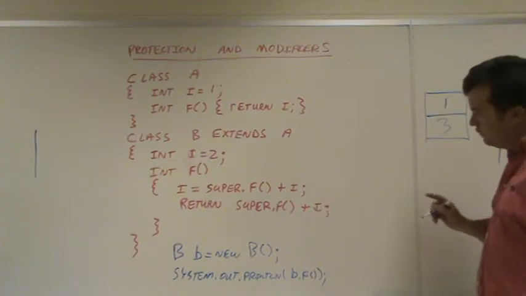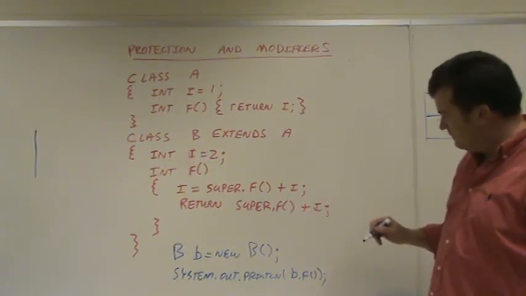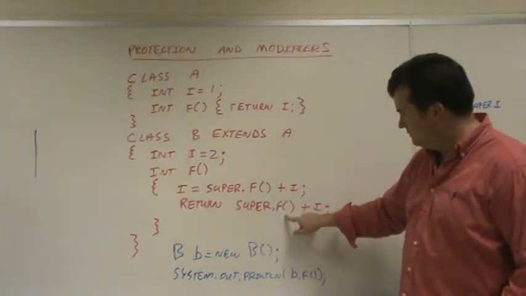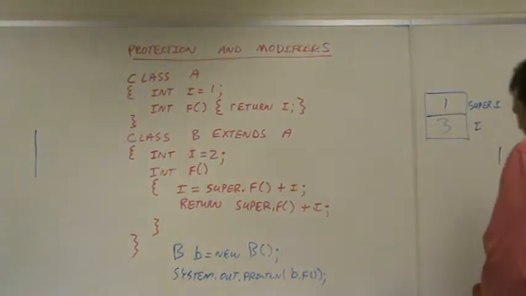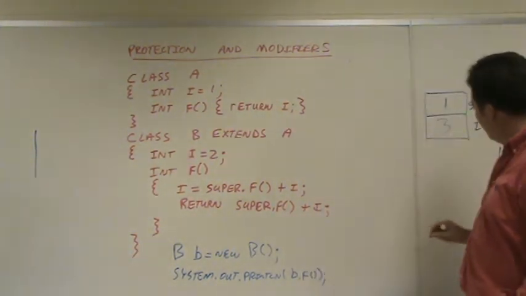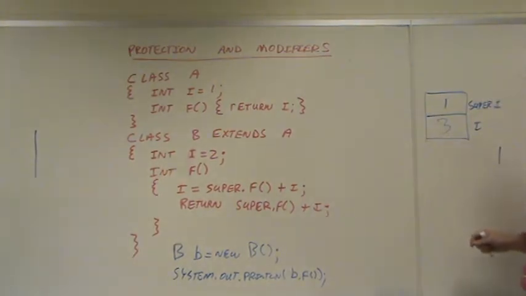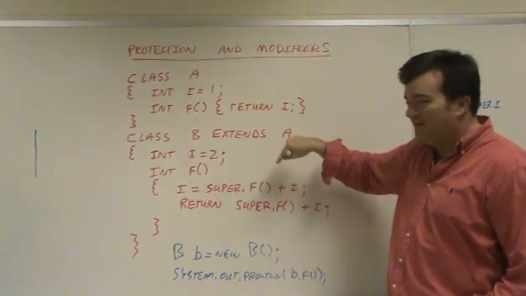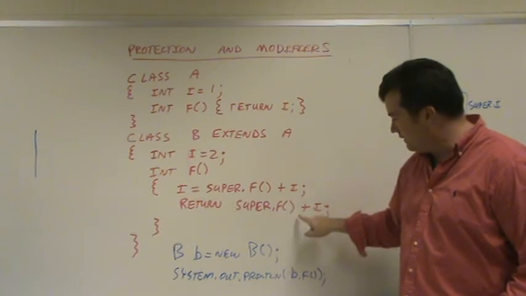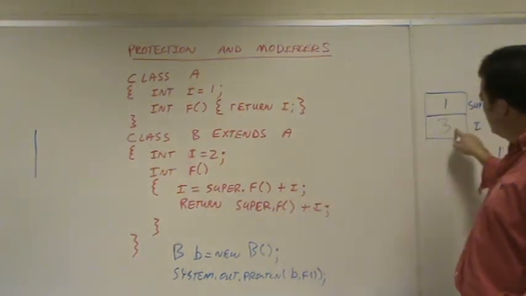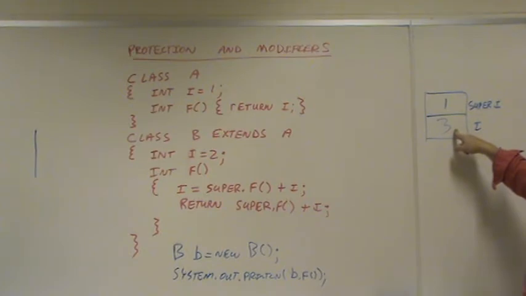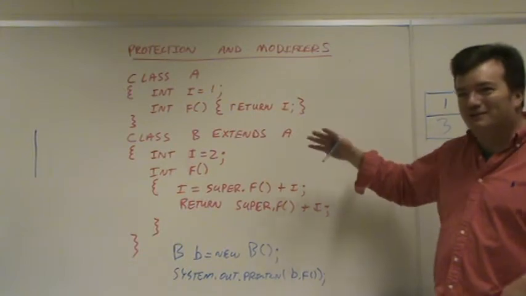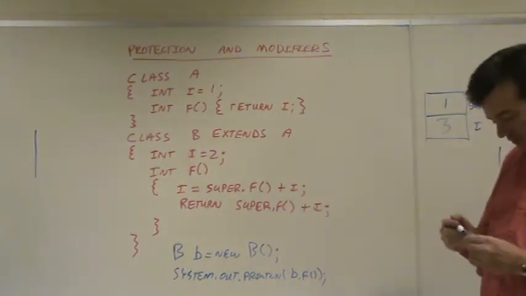Right. And then we return, what do we return? We return super.f, which goes up here and gets another 1. This equals 1, and then this adds i, which is our own i, which we incremented to 3. So this would print out a 4. It's a confusing example that kind of gets the point across.